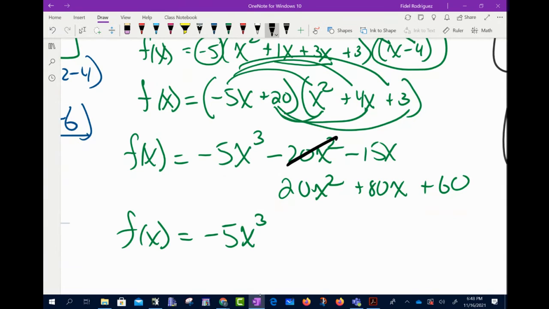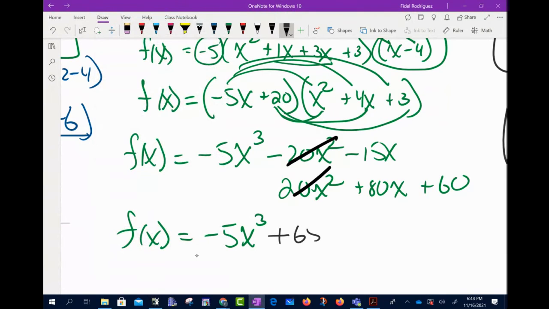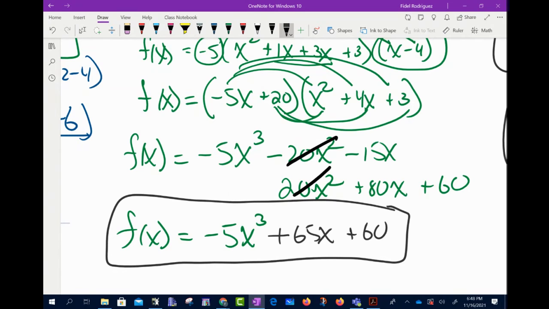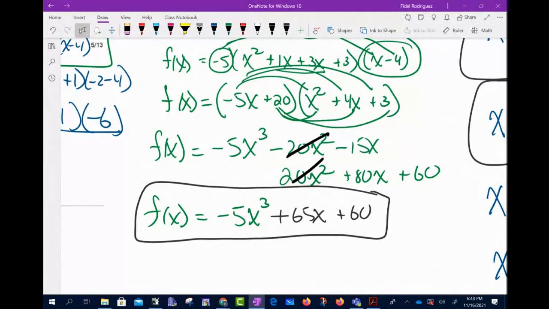Take a look, y'all. These x squareds are going to cancel out, right? And then minus 15 and plus 80. If I take my calculator, turn it on, negative 15 plus 80, those are the numbers in front of my x's. That's a 65. So that's a plus 65x and then plus 60. This is what they're asking me to do. When it says do not factor, they want me to go through that extra step and multiply everything out, okay? So this is what I'm doing, and I'm coming up with negative 5x to the third plus 65x plus 60.